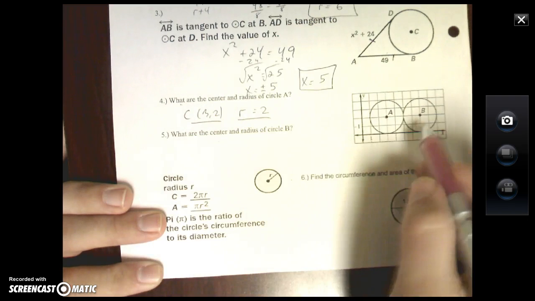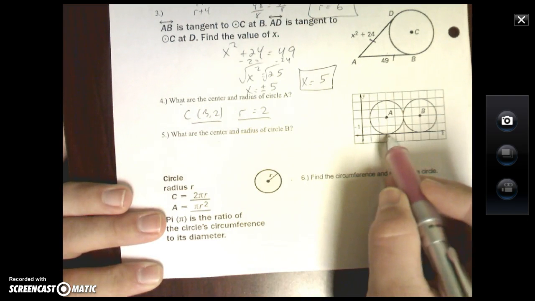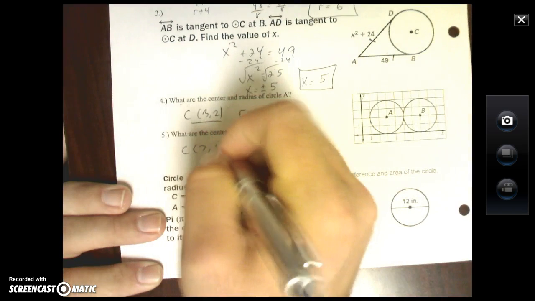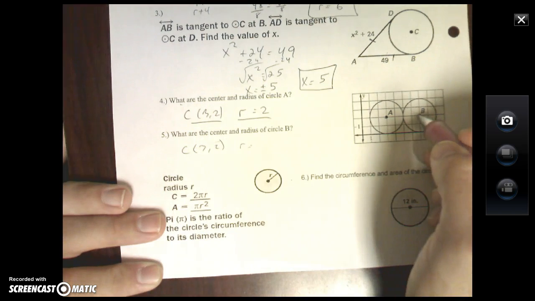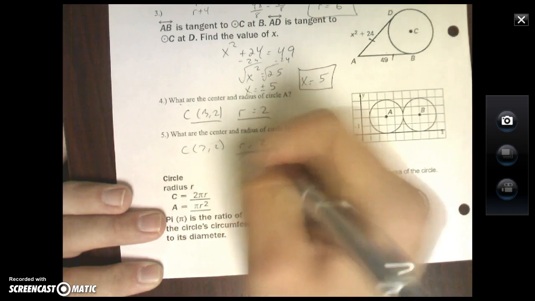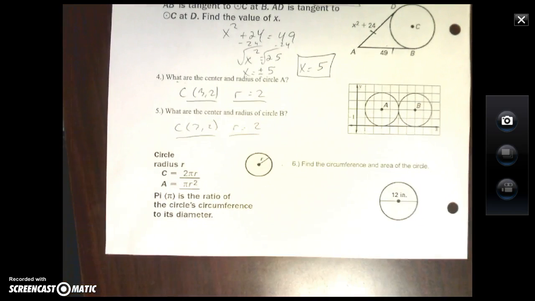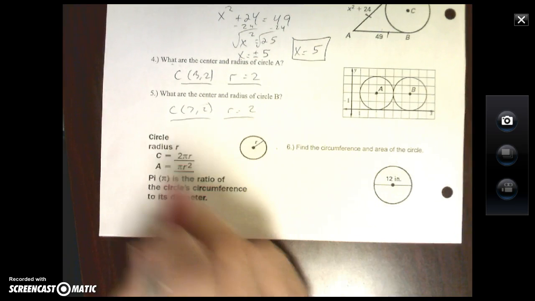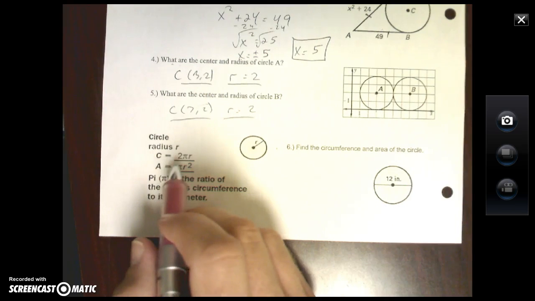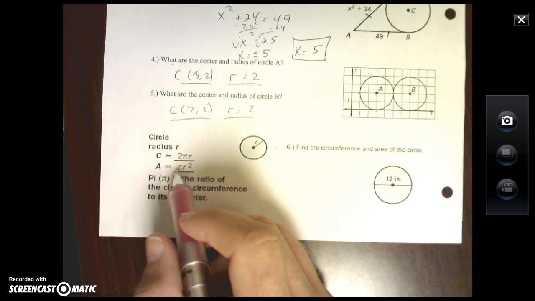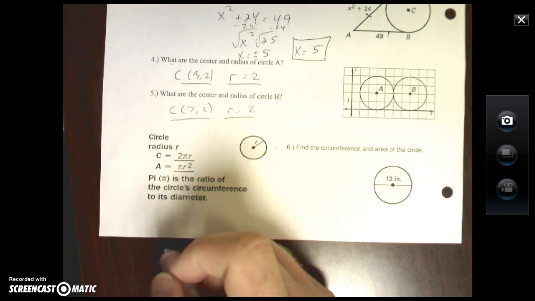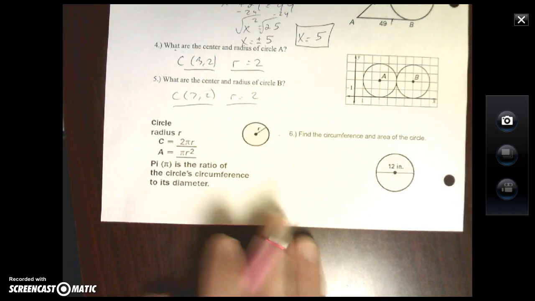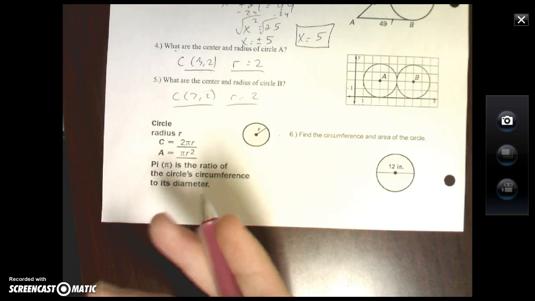For my circle B, I'm going a little bit further to the right. This is 3, 4, 5, 6, 7, and then up 2. And my radius is still just 1, 2. Lastly, I threw this on here. If the circle has radius r, your circumference is 2 pi r, and your area is pi r squared. This is something that I think you guys have seen before. We will give you the formulas if you need them.